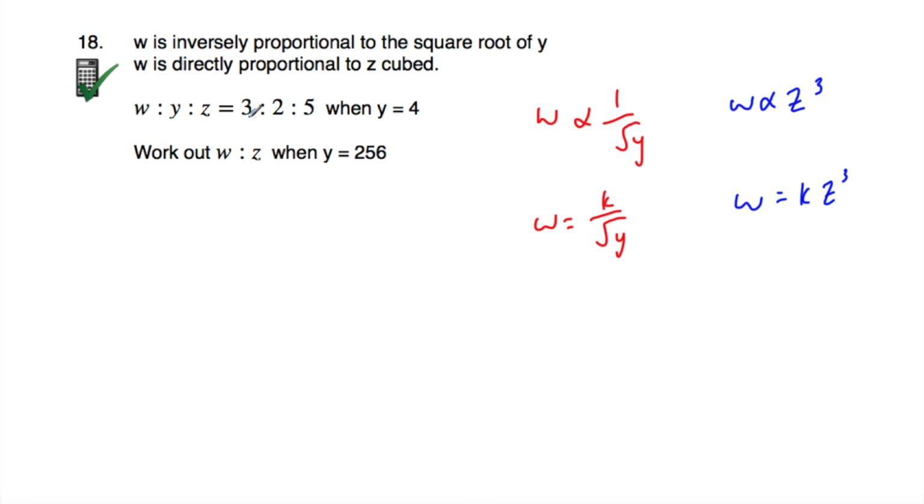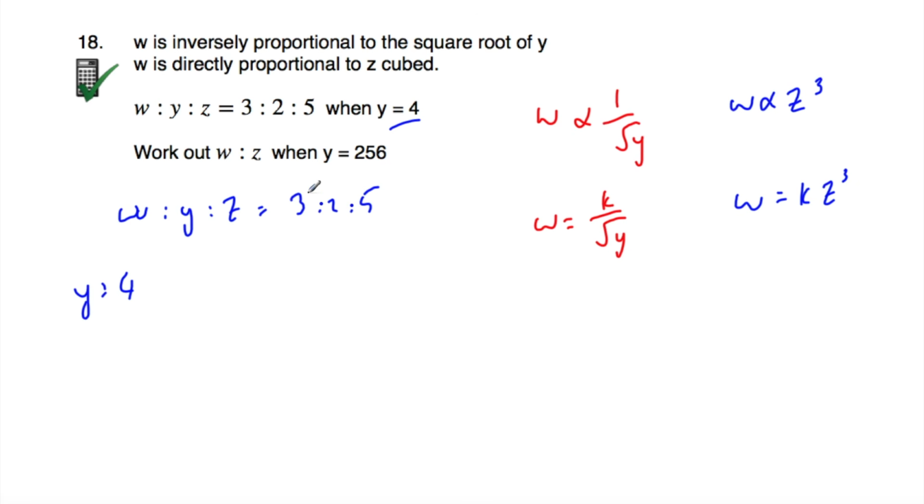Okay, so now if we carry on with the question, we're told that the ratio of w to y to z is equal to 3 to 2 to 5 whenever y is equal to 4, and we've been asked to work out the ratio of w to z whenever y is equal to 256. Okay, so let's start off with this information here. We've got the ratio of w to y to z to equal 3 to 2 to 5 whenever y is equal to 4. So we know this is the ratio whenever y is equal to 4.